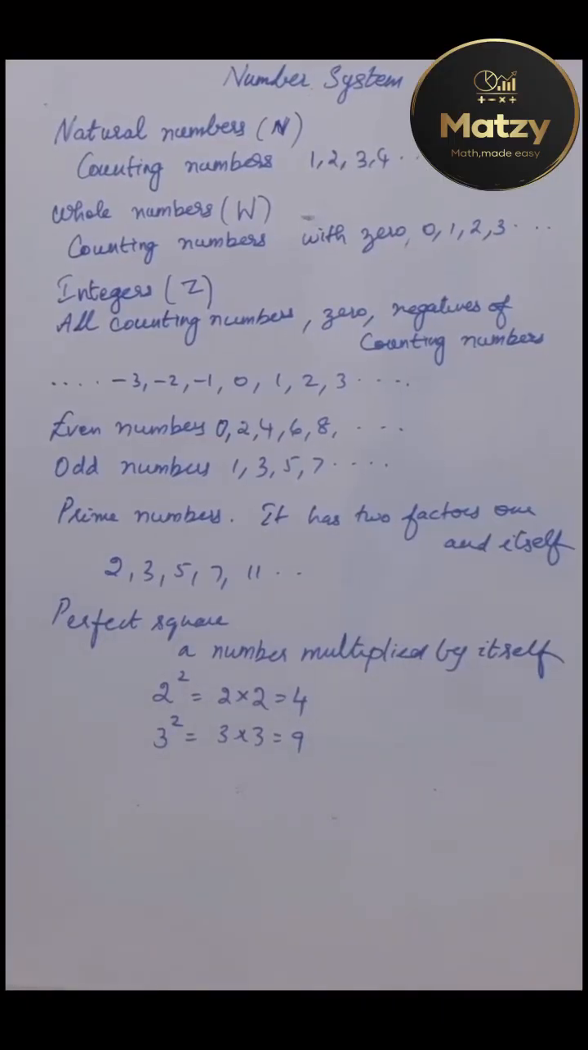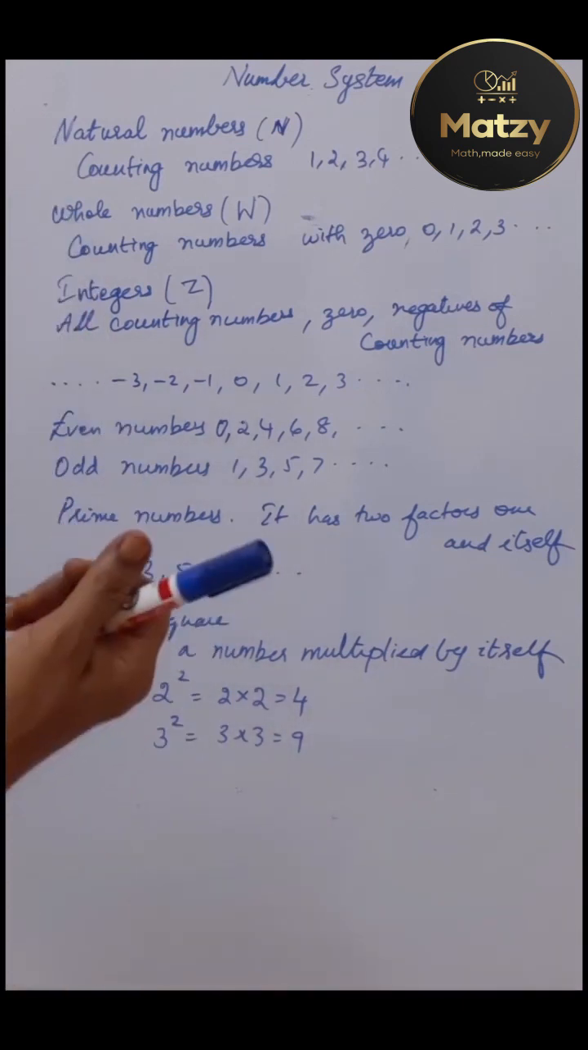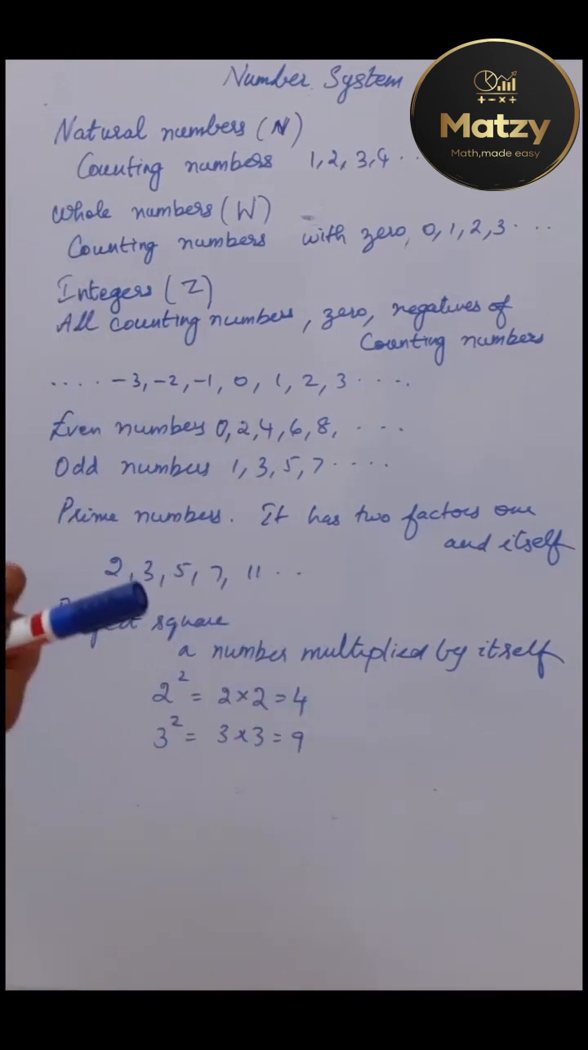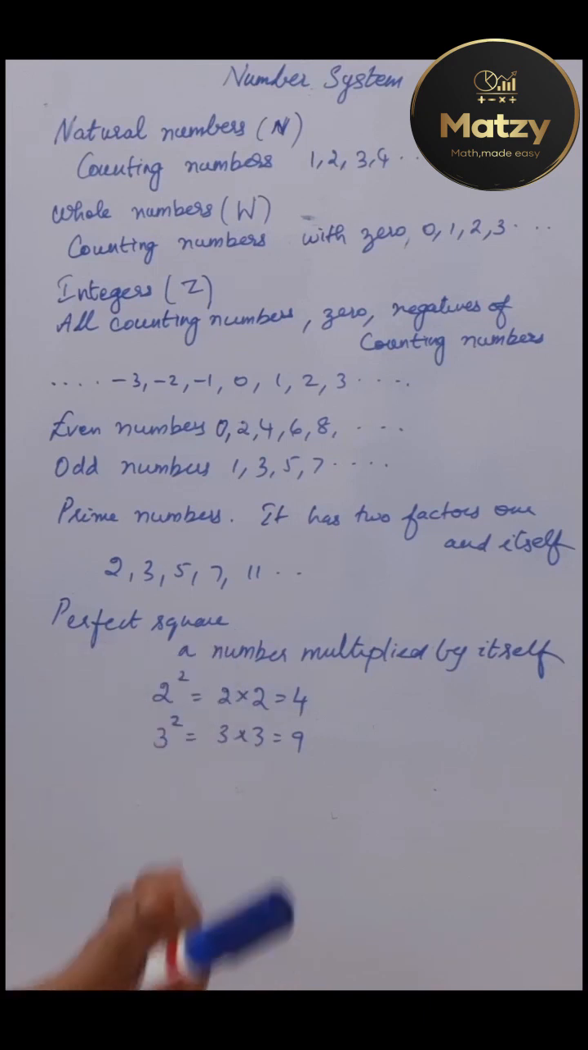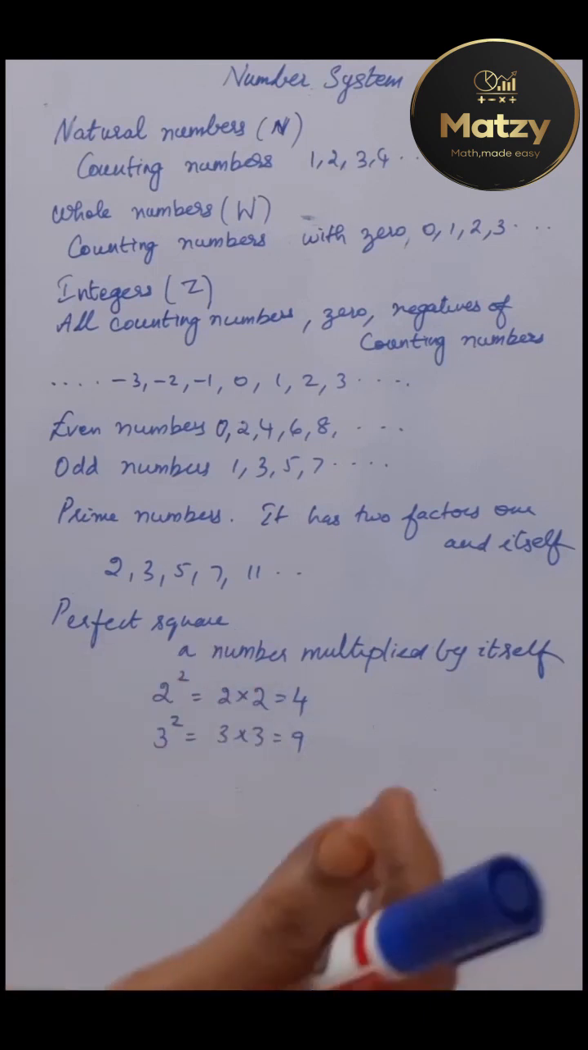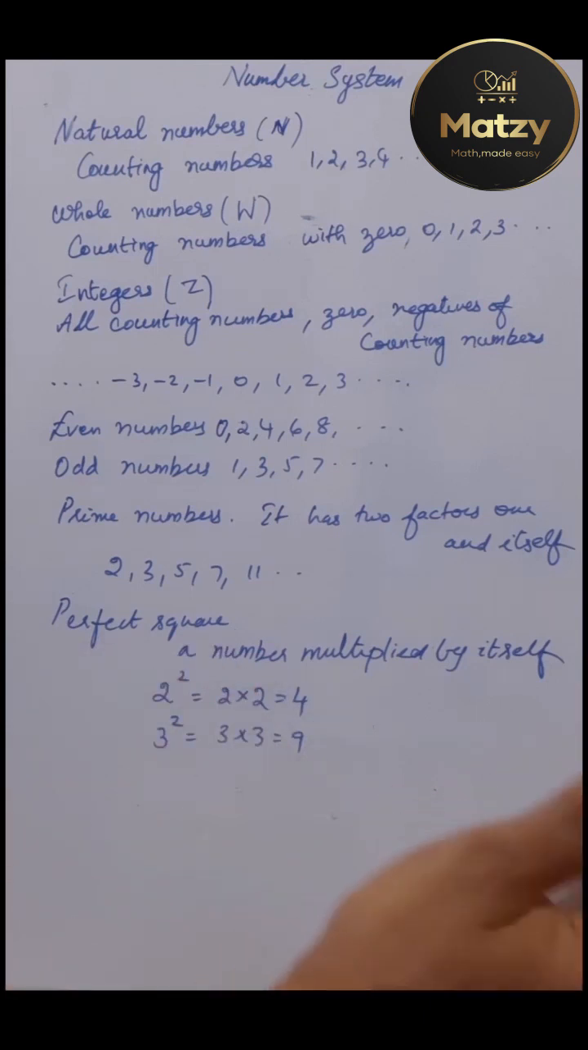Now I'll explain a few concepts about the number system. A number system is a fundamental concept in mathematics and it refers to the set of numbers we use to count, to measure and to perform calculations. There are different types of numbers. Numbers are usually denoted by digits 0, 1, 2, 3, 4, 5 up to 9, like that it goes.